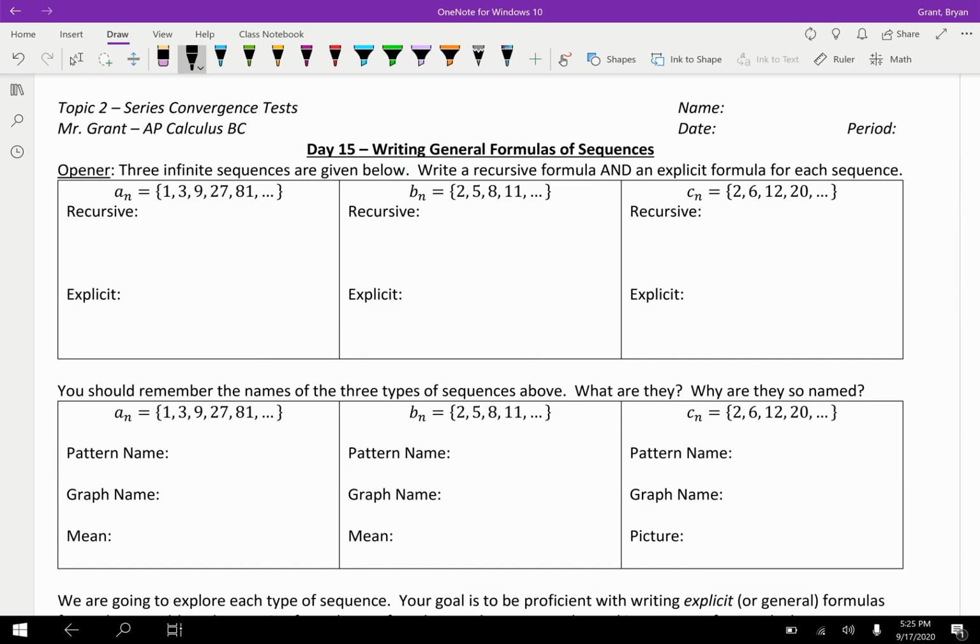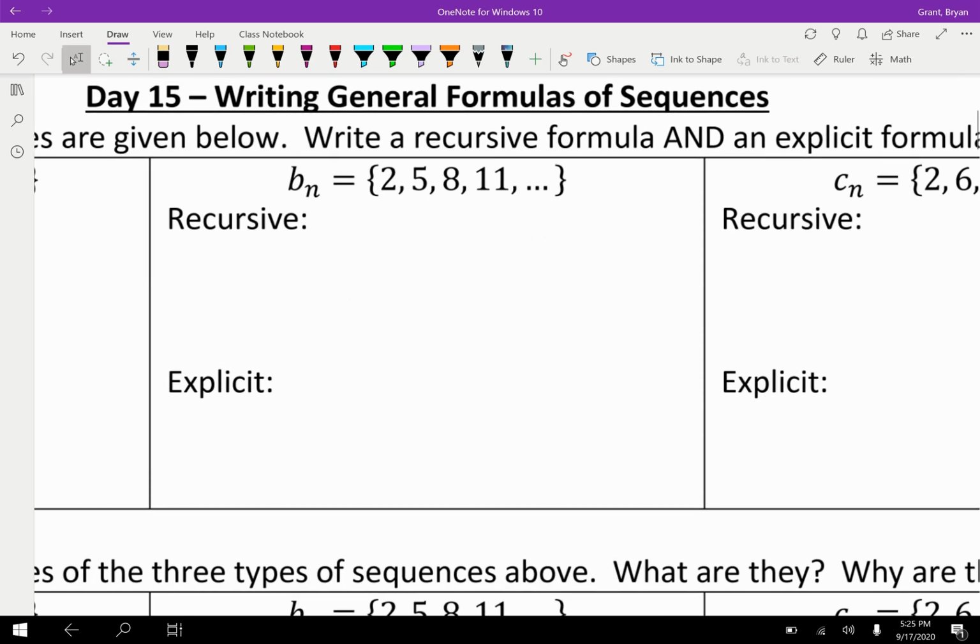Well, our recursive formula is going to look something like this. And in order to write the recursive, we probably need to figure out what the pattern is here. It looks like we are adding 3 each time, nothing too terrible. I think that's probably enough to actually write our formula then.